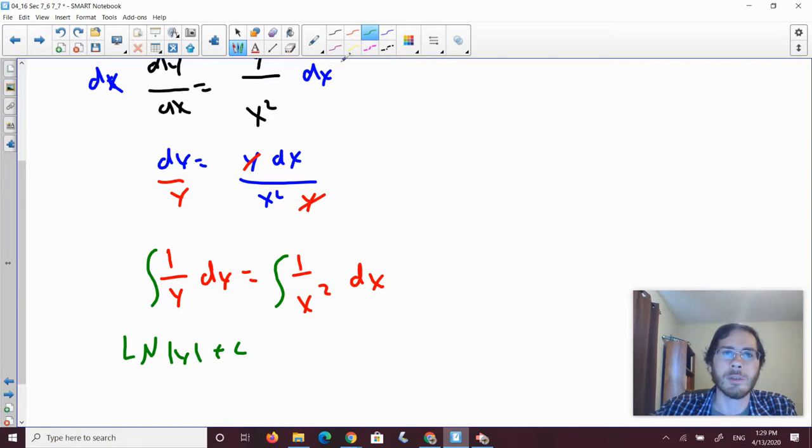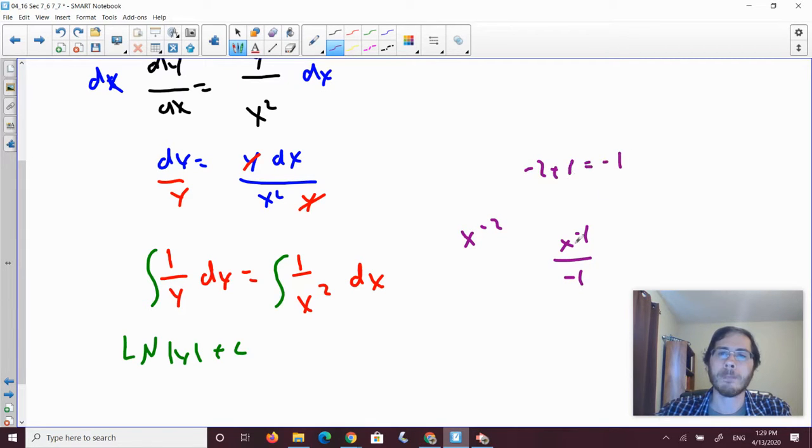Well, let's think about this one. So we can't use an ln because that's not just 1 over x. So 1 over x squared is x to the negative 2. Oh, but we can use the power rule. So let's see if we add 1 and then divide by that number. So we get x to the negative 1 over negative 1. So that's negative 1 over x.